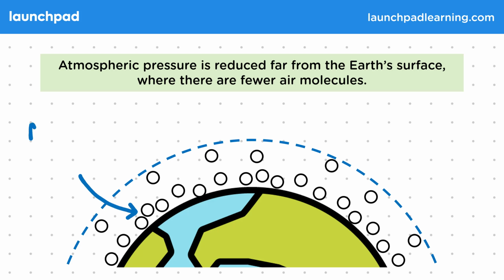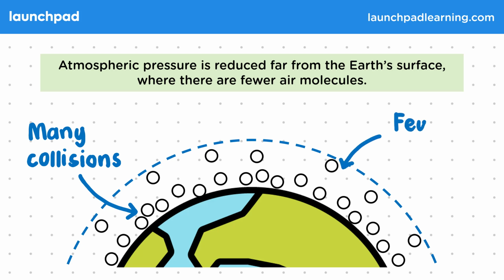Closer to the Earth, there are more air particles, so more collisions. And as there are fewer molecules higher up, there are fewer collisions to cause pressure. Atmospheric pressure can also change with weather, as air currents move molecules. So it might be less or more at certain points on the surface due to humidity. But what sort of pressure changes do we see as we move away from the Earth?